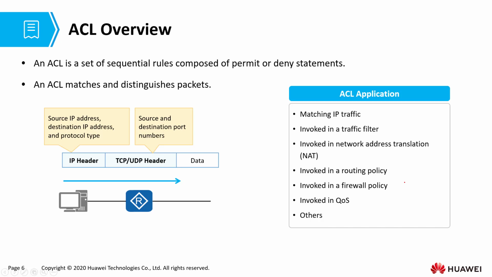So let me introduce the ACL on a general scale right here. ACLs accurately identify and control packets on the network in order to manage network access behaviors, to prevent network attacks, to improve bandwidth utilization, and in that way, ACLs ensure the security of our network.